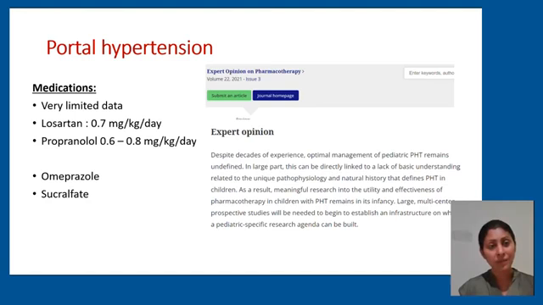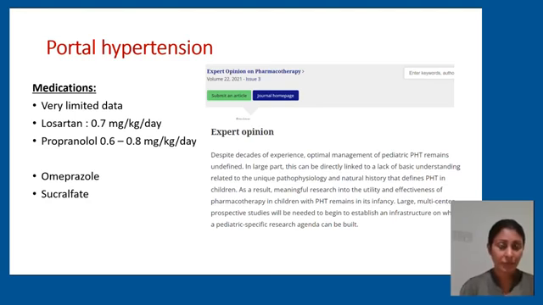When you manage portal hypertension, there's a role for medical management where you would use either beta blockers or losartan to reduce the pressure in the portal system. We normally prefer using losartan in infancy. The reason is we try to avoid beta blockers in infancy because the hemodynamic response to a bleed is beta receptor mediated, so we don't want to block that response in case of an acute bleed. Hence, we use losartan instead of beta blockers.